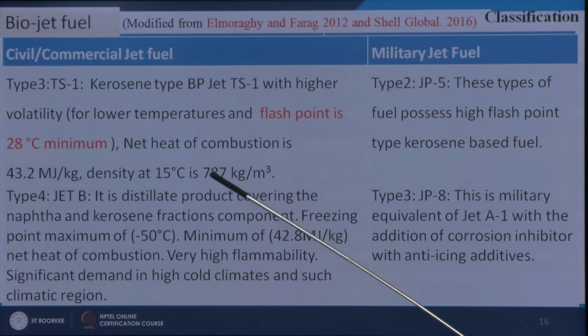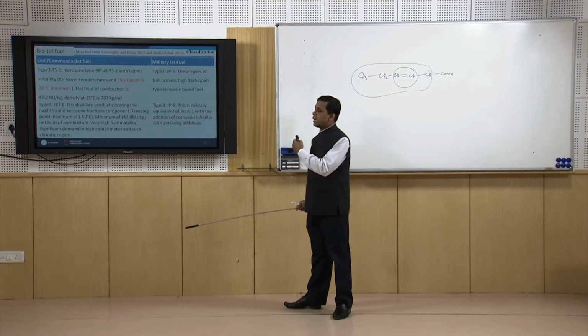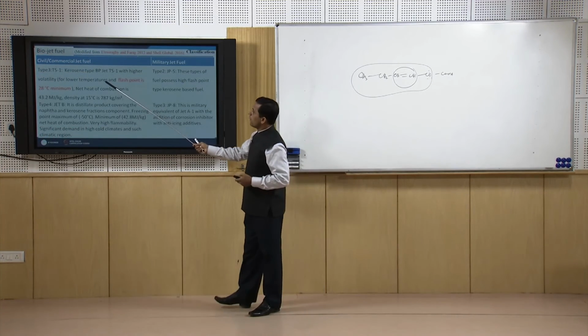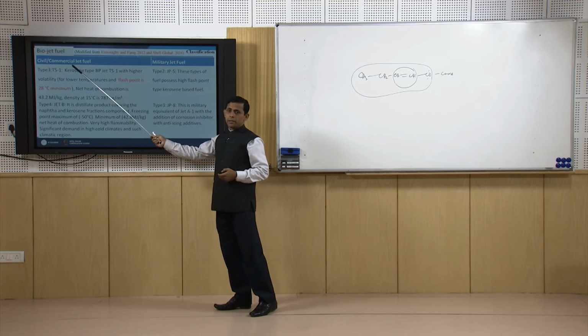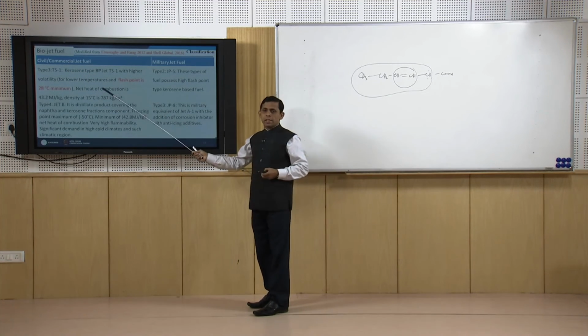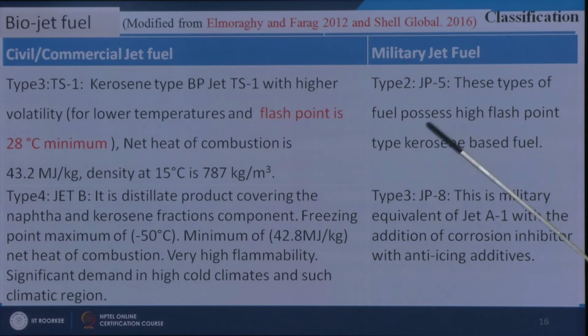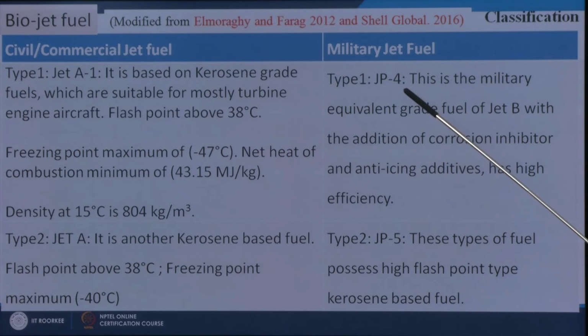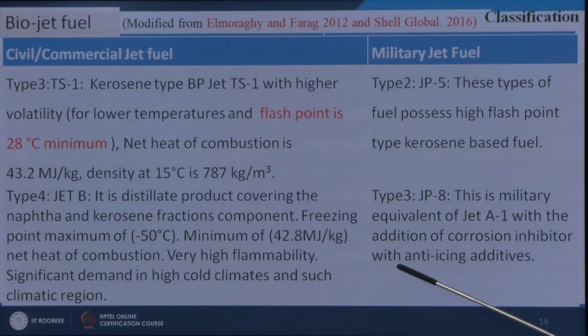So, the freezing point and flash point are varying with the different types of jet fuel used in commercial scale or in civil aviation. But all those are of kerosene type of fuel, and for military jet fuel we are having basically type 1, type 2 and type 3.